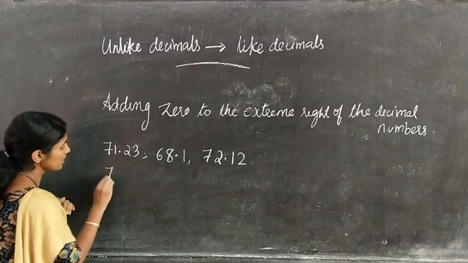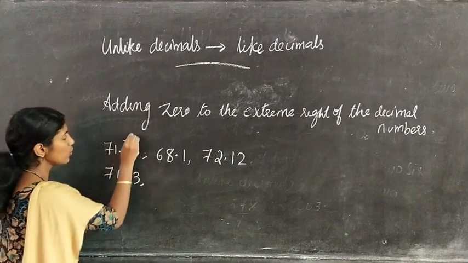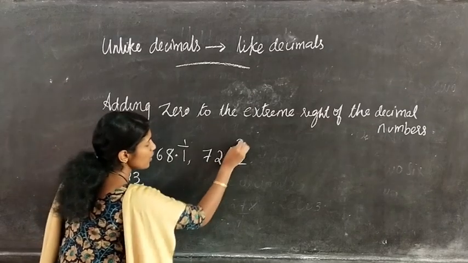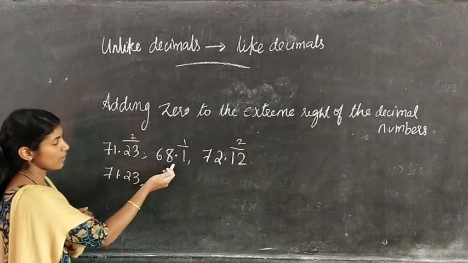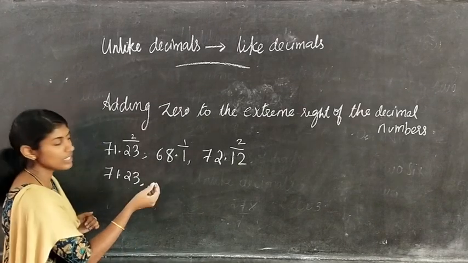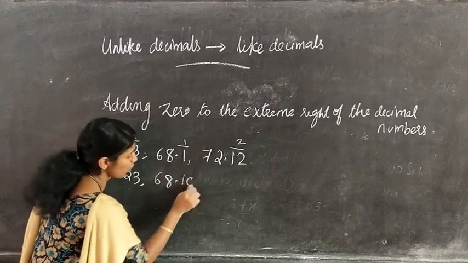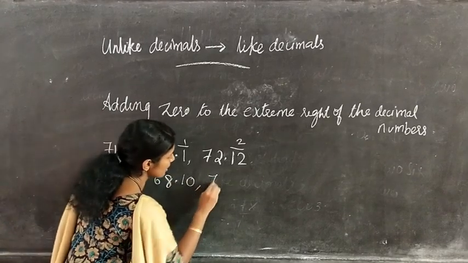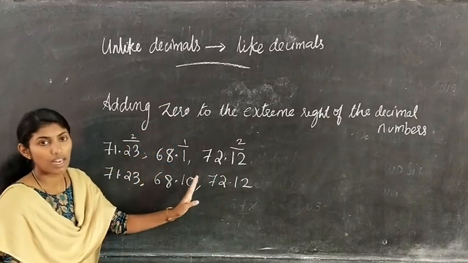For that, here 71.23, no change. Here we have 2 digits. Here we have 1 digit. Here we have 2 digits. So these are like decimals. This is not like decimal. So we have to convert this unlike decimal to like decimal by putting one 0. That is 68.10, when we put one 0. And write this the same. That is 72.12. Therefore, these decimals become like decimals.